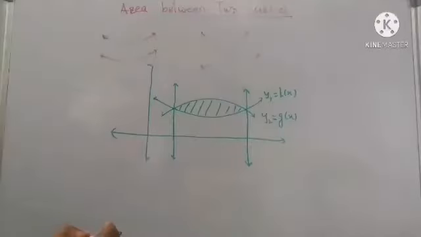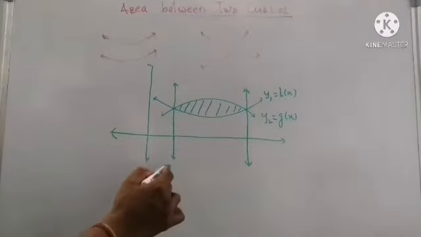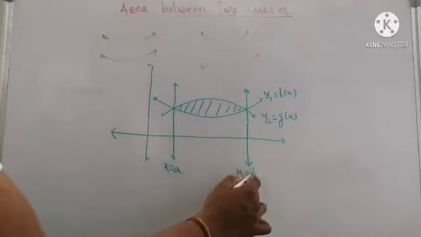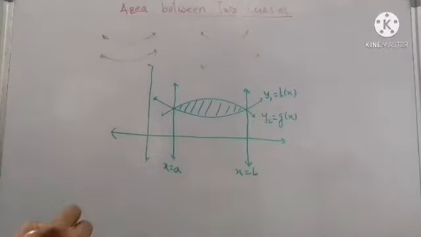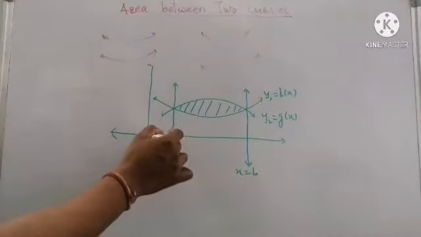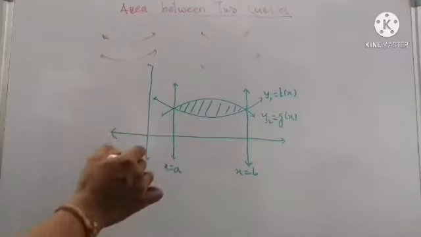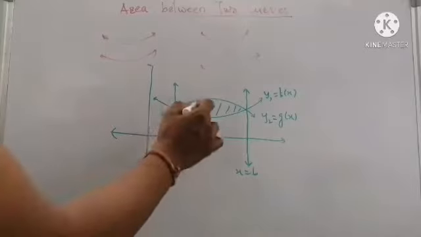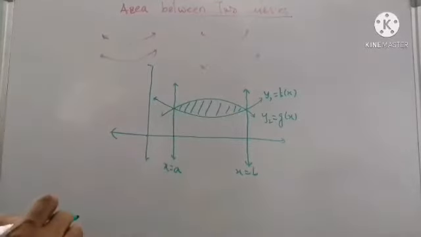As these are vertical lines, the equations of the lines are x is equal to a and x is equal to b. As the distance between the origin and the point where the line meets the x-axis is a, the equation of the line is x is equal to a. Similarly for the second. Actually we have to find this area. As you learned in the first application, area under the curve between two vertical lines.